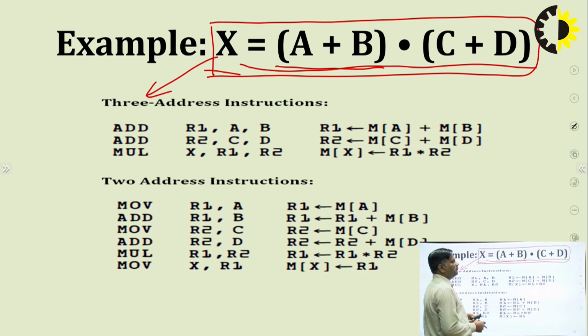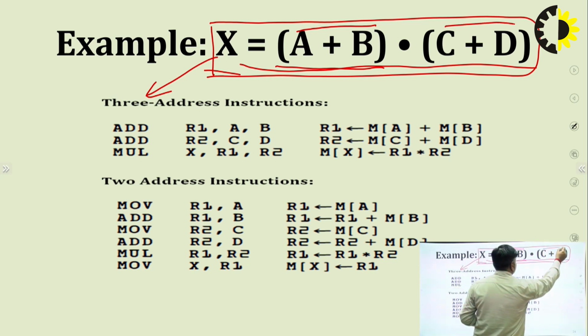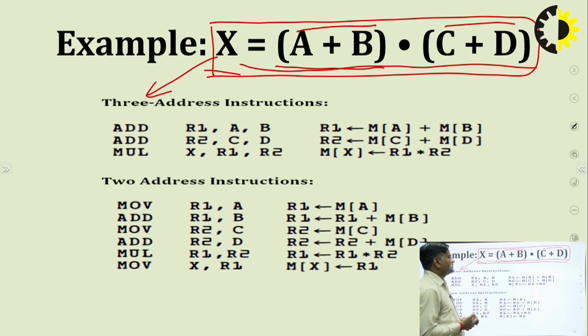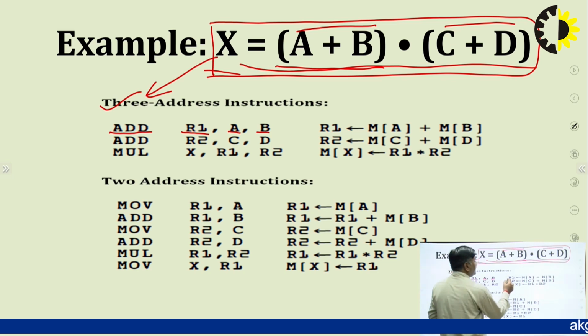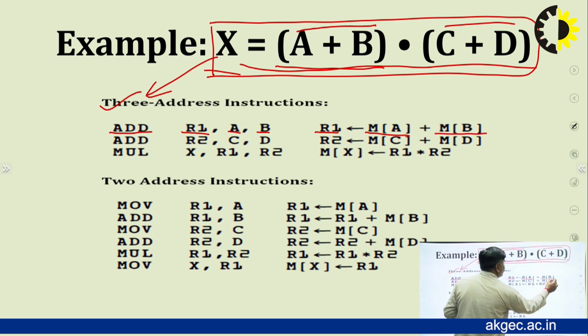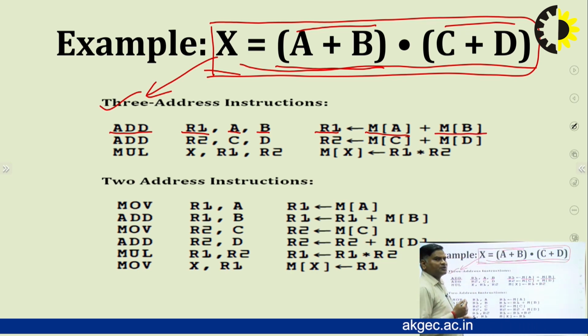So for this, we first solve the bracket part. We have to solve A plus B first, then we solve C plus D, then we multiply A plus B into C plus D. In this way, we write the three address instruction. So we first take the add opcode, means add operation, and we take R1 register, and in R1 we have addresses A and B. This means in R1 we are going to add M of A plus M of B. It means A plus B is added and the result is stored in R1.